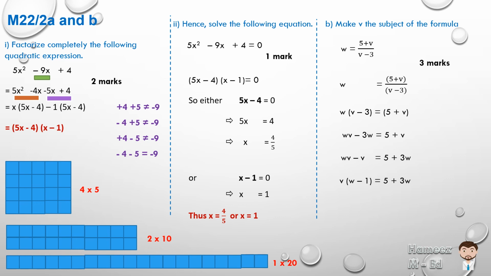And if you want v alone on the left hand side, the brackets is multiplying. When we carry it across, it will divide, so it will end up in the denominator. So we end up with v is equal to (5 plus 3w) all over (w minus 1). As such, we have made v the subject of the formula.